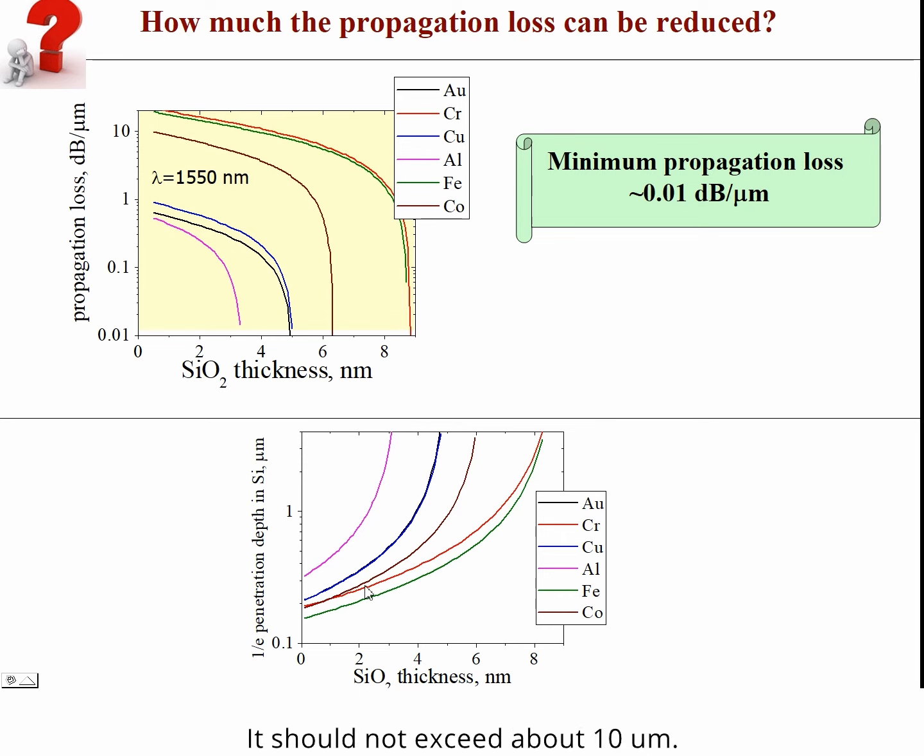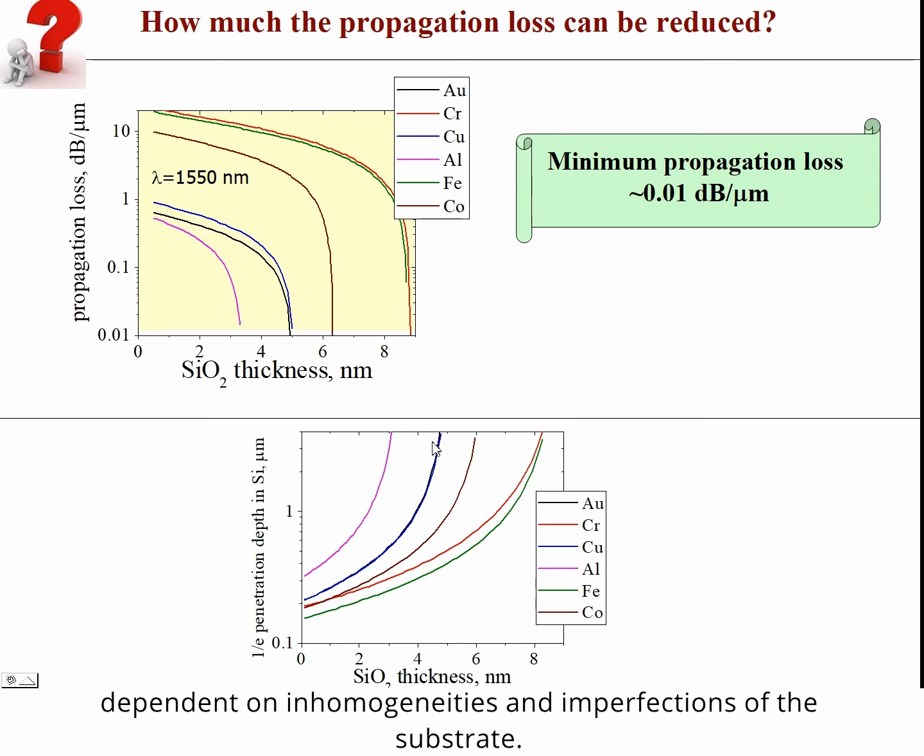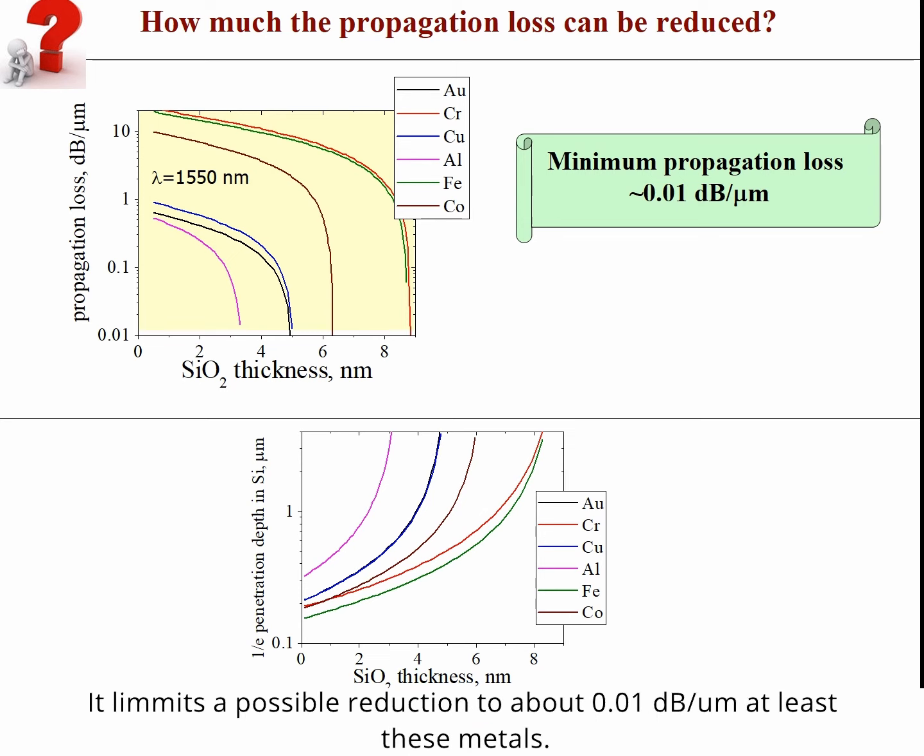It should not exceed about 10 micrometers, otherwise the plasmonic properties may become dependent on inhomogeneities and imperfections of the substrate. It limits the possible reduction to about 0.1 decibel per micrometer, at least for these metals.